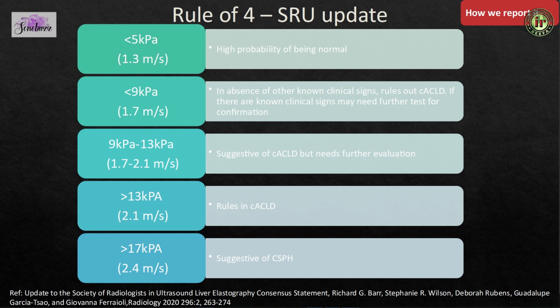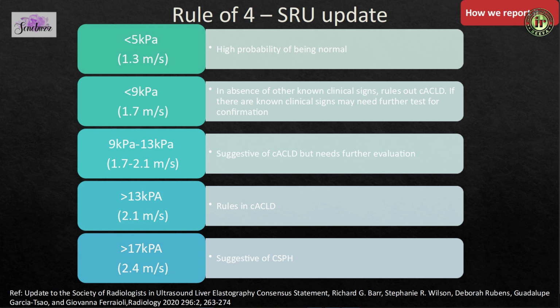So what it does is we classify these findings in this particular fashion. So if your value is less than 5 kilopascals or 1.3 meters per second, there's a high probability that this is normal. If the value is less than 9 or 1.7 meters per second, and there are no other known clinical signs, it potentially rules out a compensated advanced chronic liver disease. But if there are any clinical signs, we need further tests for confirmation.